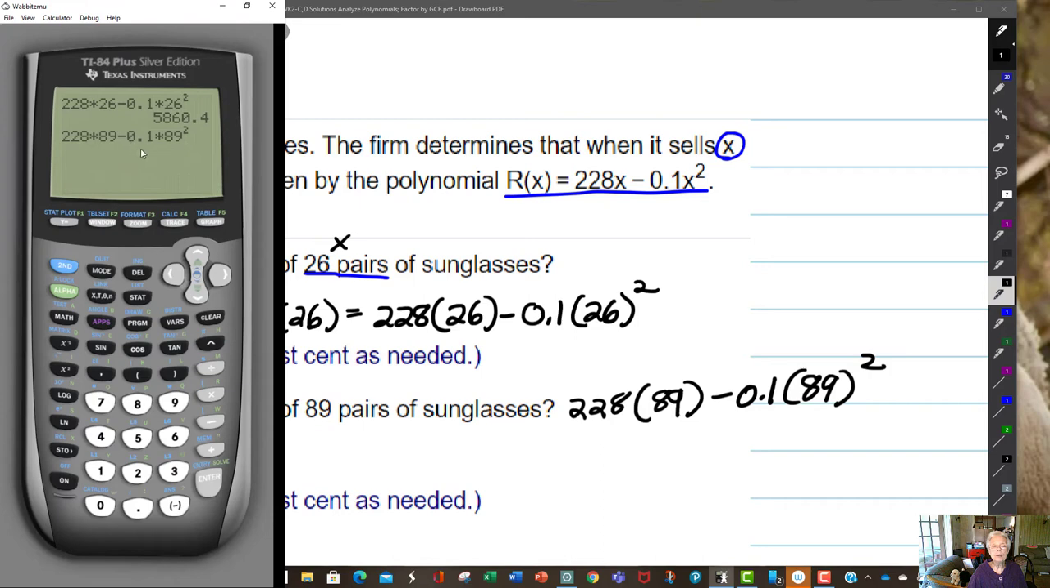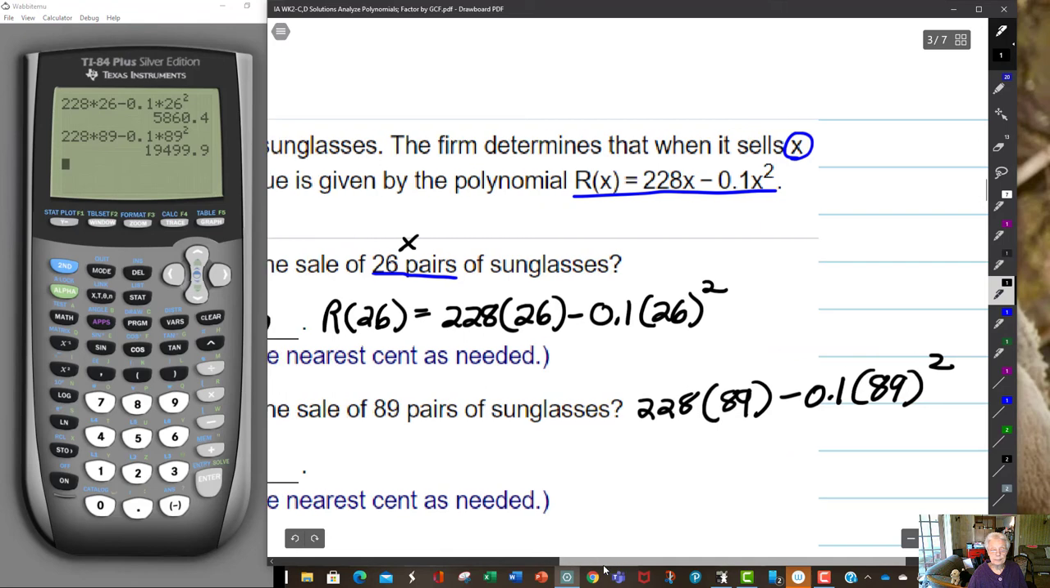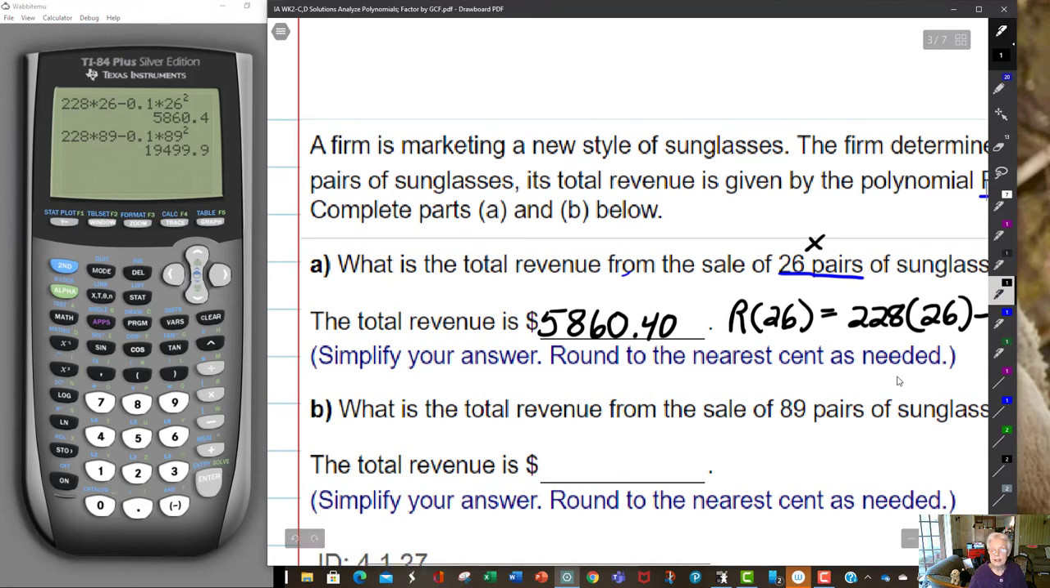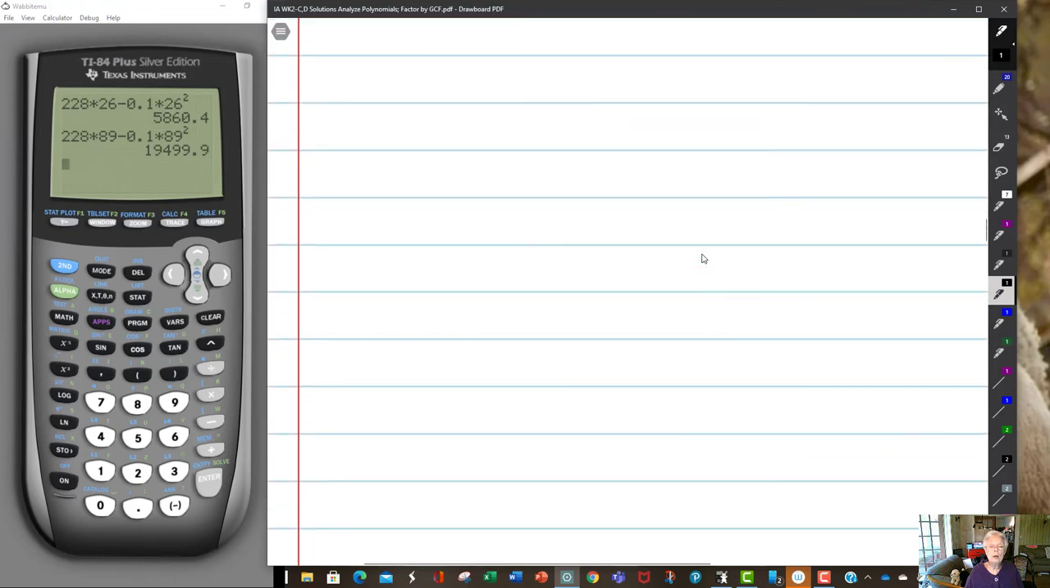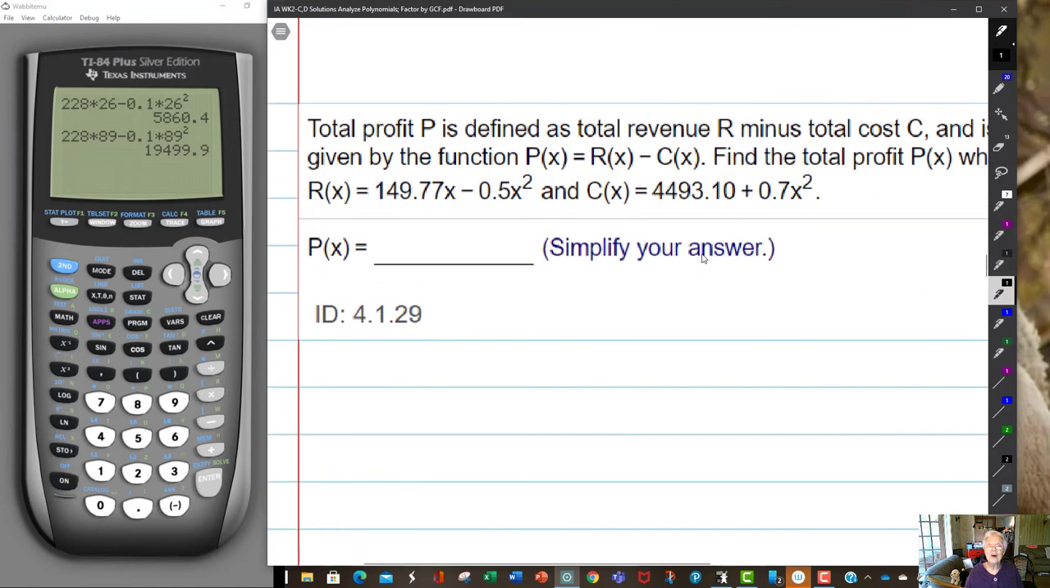228 times 89 minus 0.1 times 89 squared. Enter. $19,499 and 0.9 is 90 cents. And it does say round to the nearest cent. So 19499.90, add a zero there. And that will be your revenue, the amount of money you take in for selling 89 pairs of sunglasses. We're going to be dealing more with revenue later. Revenue and cost.